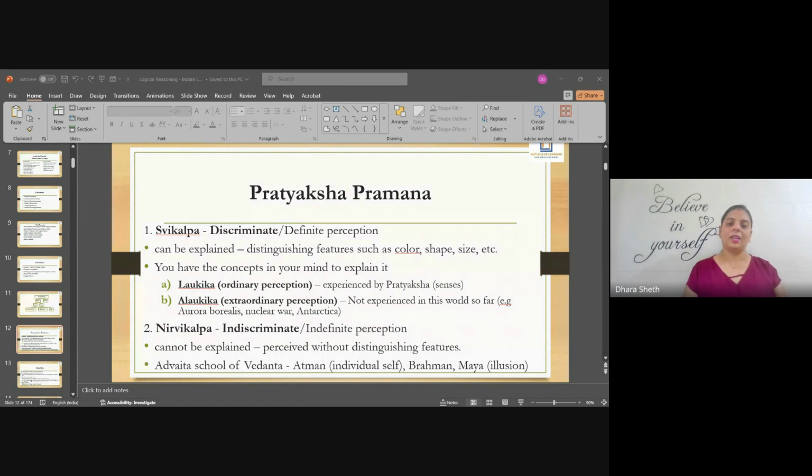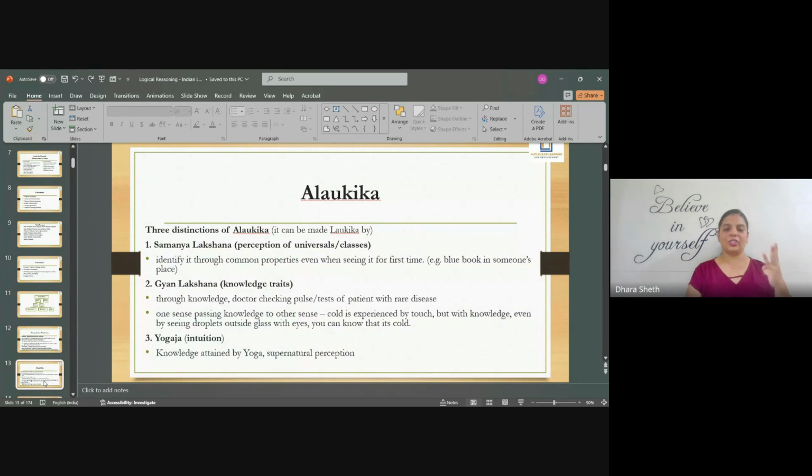Okay. So now for an extraordinary perception that I have not experienced in this world so far, how can I talk about this alaukik, which I have not experienced myself? Three distinctions. First, samanya lakshan. Okay. So how do I gain knowledge of alaukik? Identified through common properties even when seeing it for the first time.